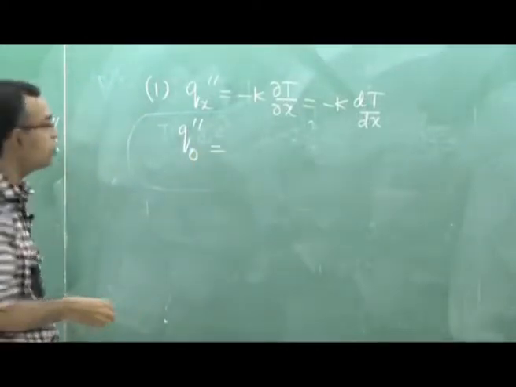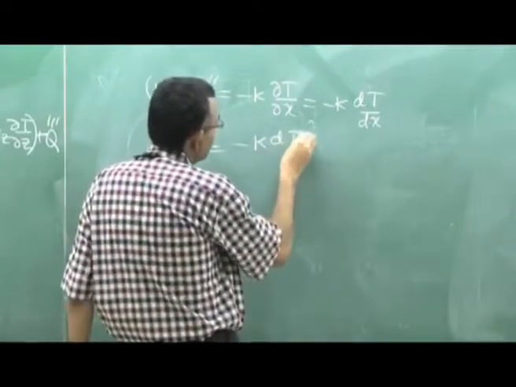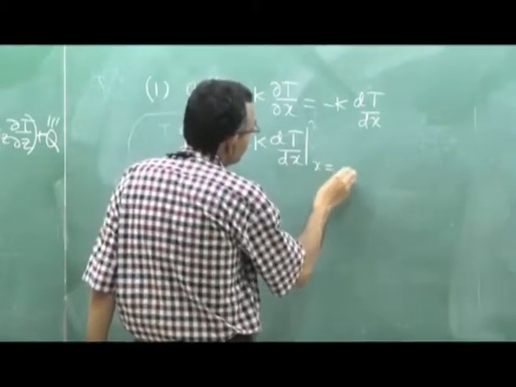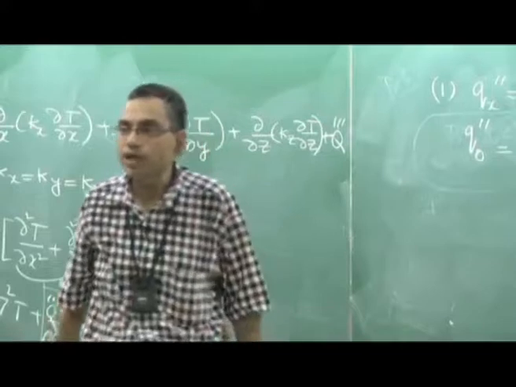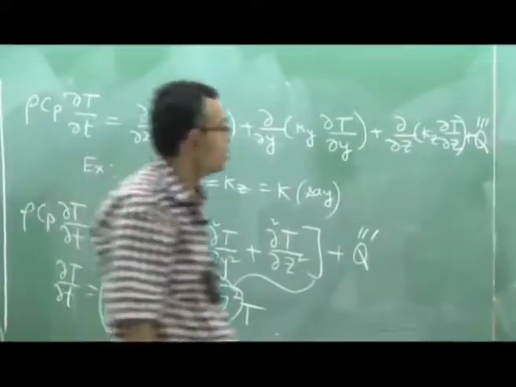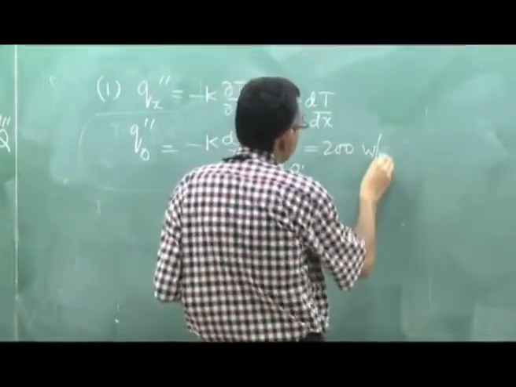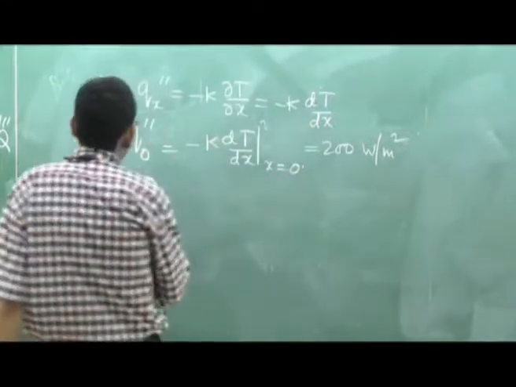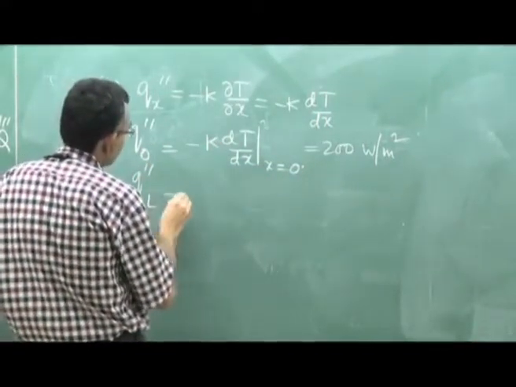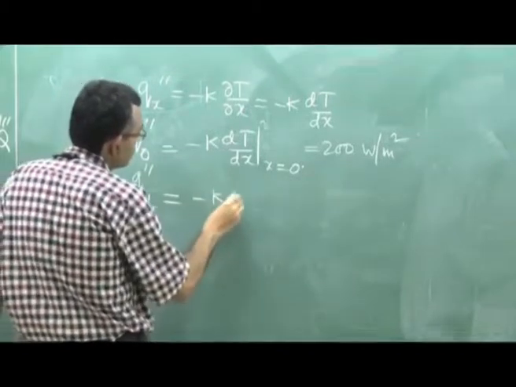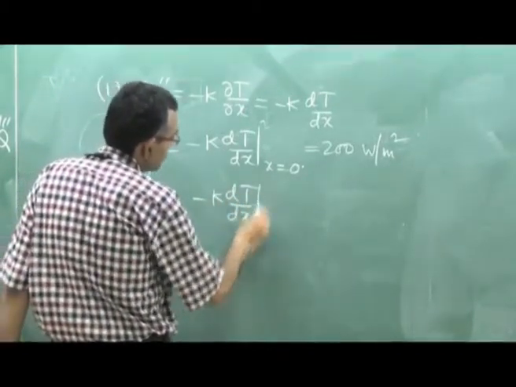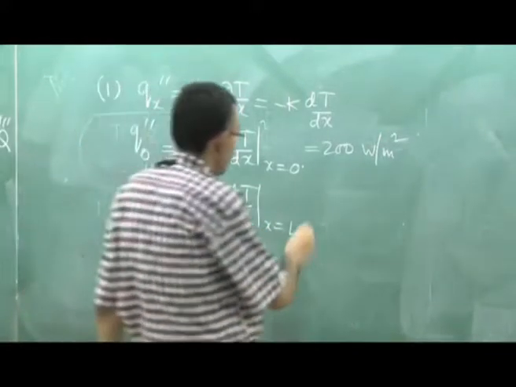What is the heat flux at x equal to 0? This is minus k dT dx at x equal to 0. So you find dT dx, T as a function of x is given, and then find minus k dT dx, substitute x equal to 0. This answer is 200 watt per meter square. At the other surface, this is 182 watt per meter square.